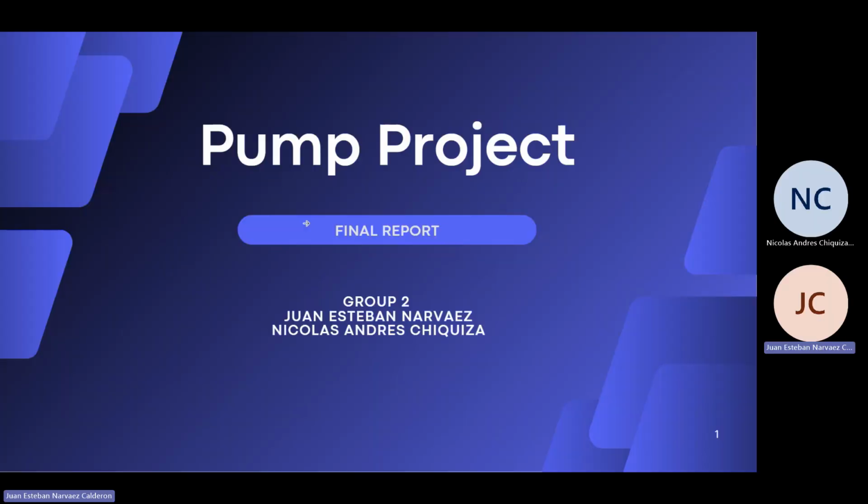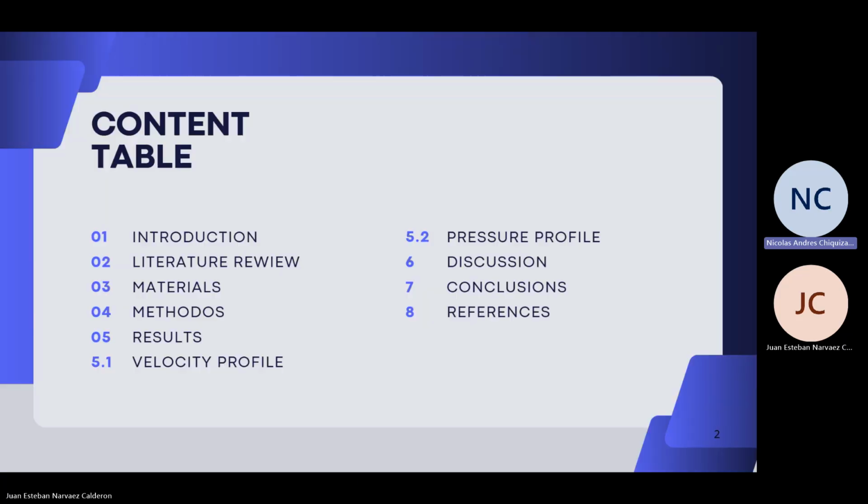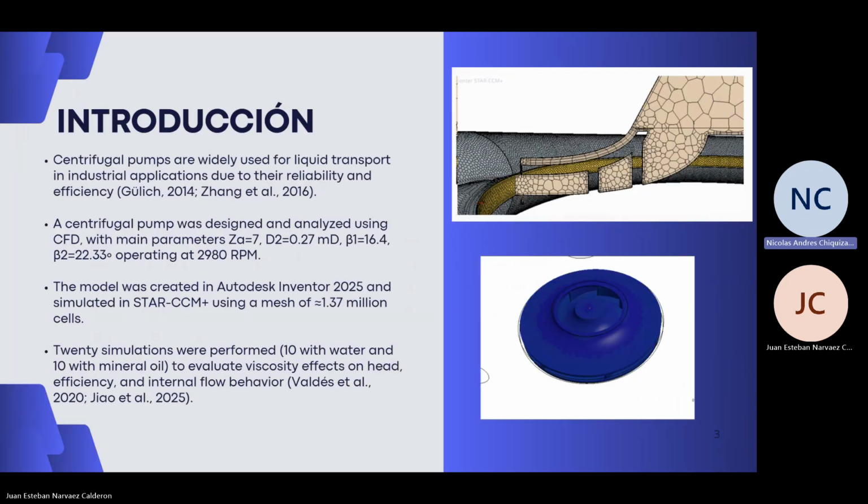Good morning. In this project, we analyzed the hydraulic performance of a centrifugal pump using computational fluid dynamics, or CFD. Centrifugal pumps are widely used in industry due to their reliability and efficiency in liquid transport. In this work, a centrifugal pump operating at 2,900 RPM was designed and analyzed.